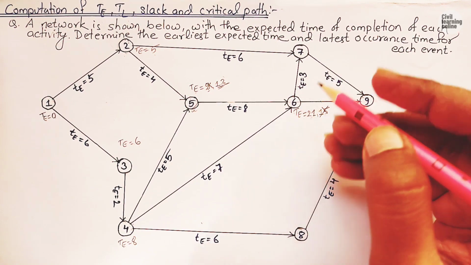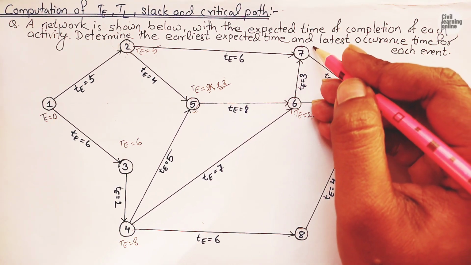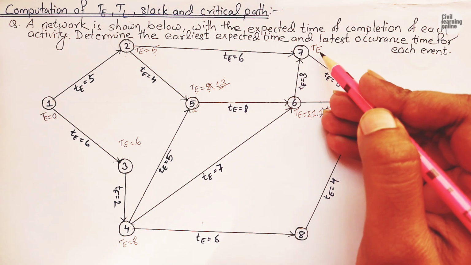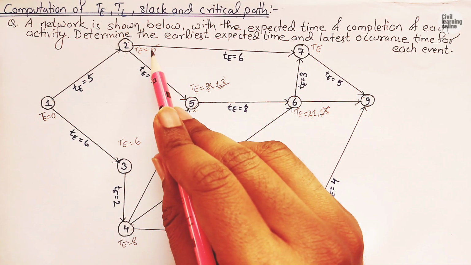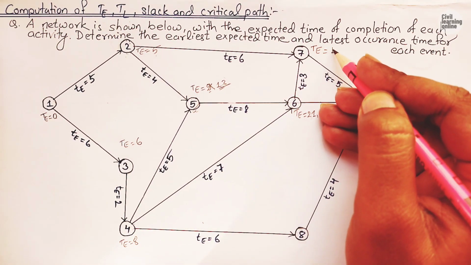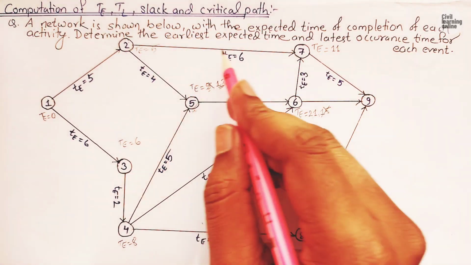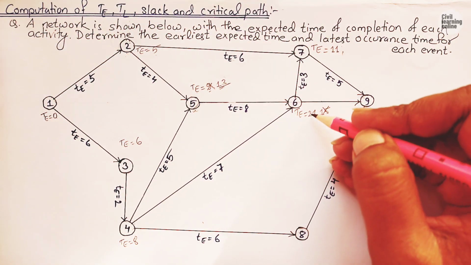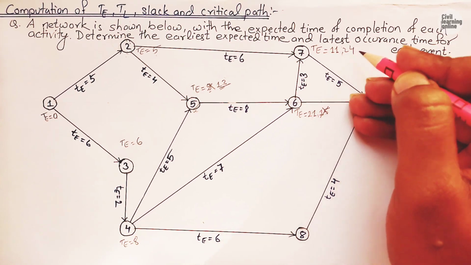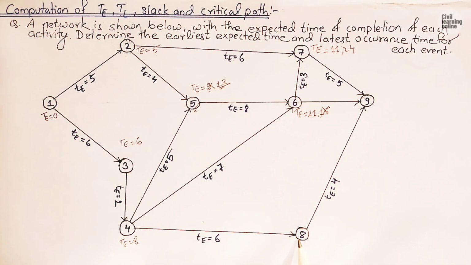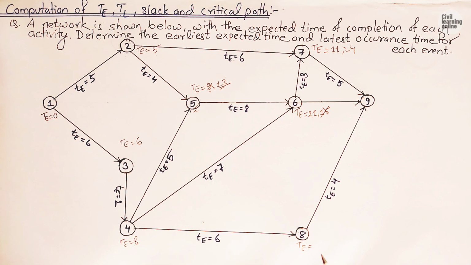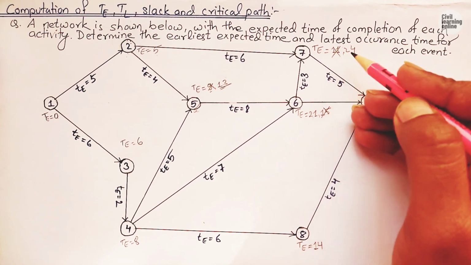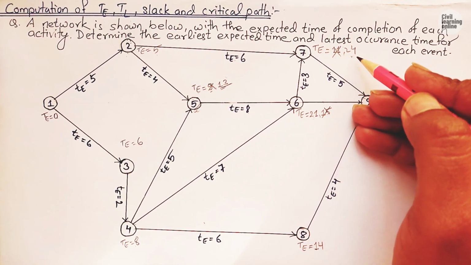So cross this. Now we will need to calculate the earliest expected time of event 7. So TE of 7, here 7 has two predecessors, they are 2 and 6. So 5 plus 6 is 11. 2 to 7, 5 plus 6 is 11. Here we have 21 plus 3 is 24. Now come here to event 8. So we have here 8 plus 6 is going to be 14. So now we have 11 and 24, maximum of these two is 24. So 24 will be here.